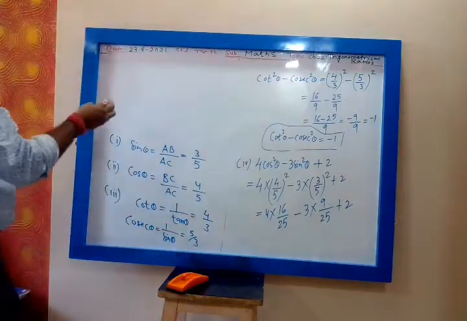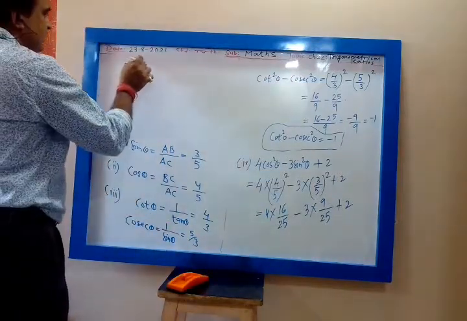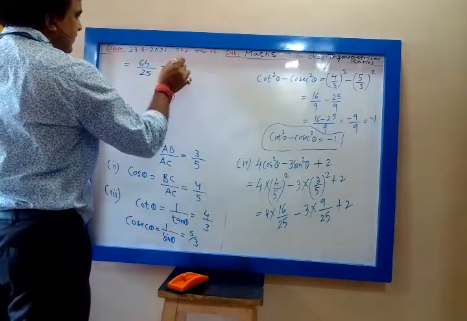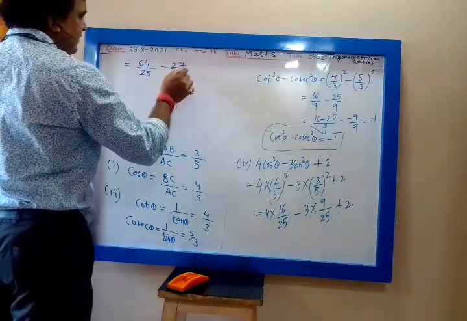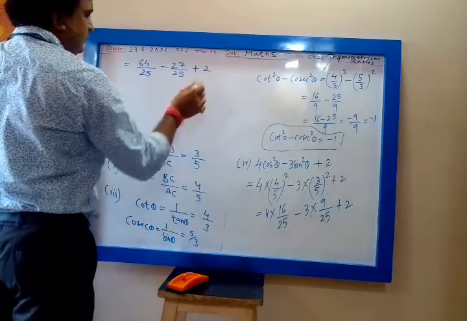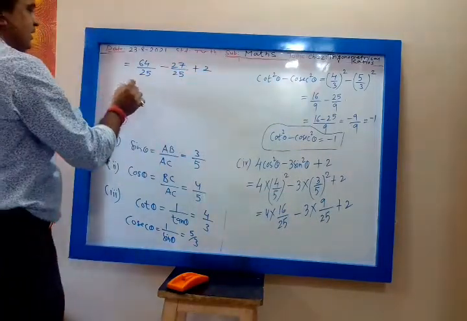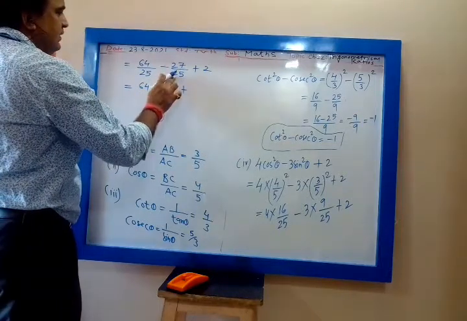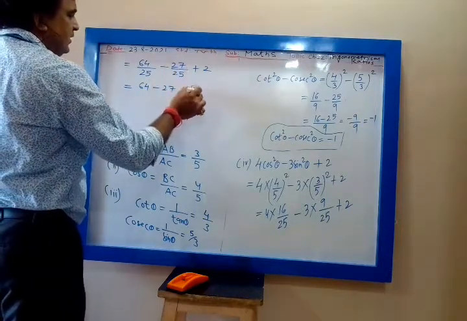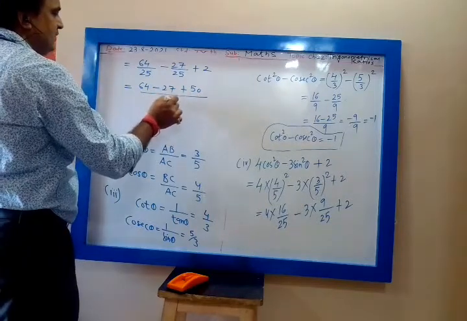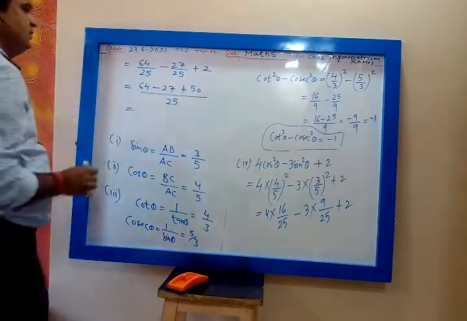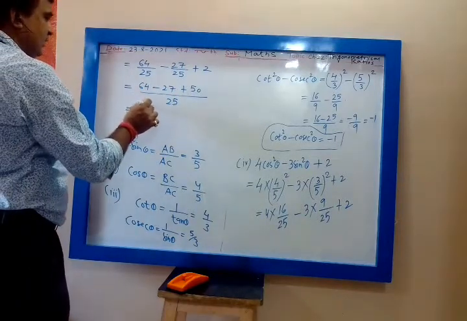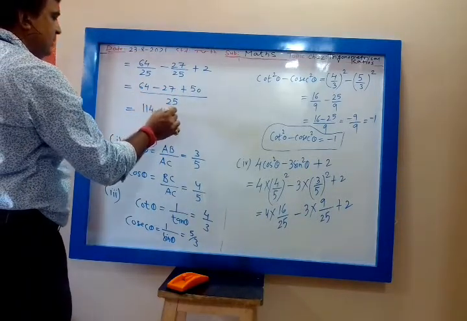You can cancel the common term of numerator with denominator, not numerator and numerator. So 64 upon 25 minus 27 upon 25 plus 2. You will take LCM, that is 64 minus 27 plus 50 upon 25. 64 plus 50 is 114. 114 minus 27 upon 25.